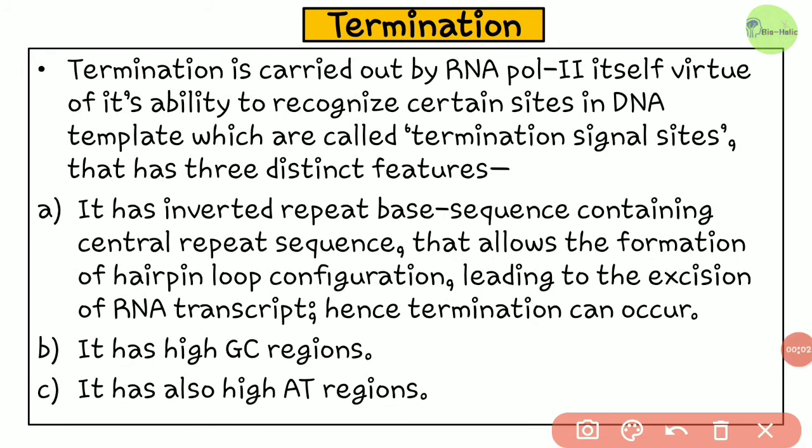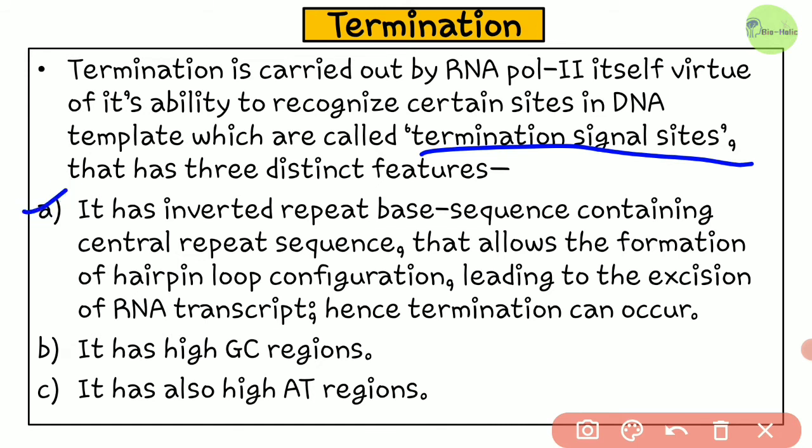Now in the last step, the termination step, termination does not require Rho factor as in prokaryotes. Termination is rather carried out by the core enzyme, RNA polymerase II itself, by virtue of its ability to recognize certain sites in the DNA template which are called termination signal sites. This has mainly three distinct features.